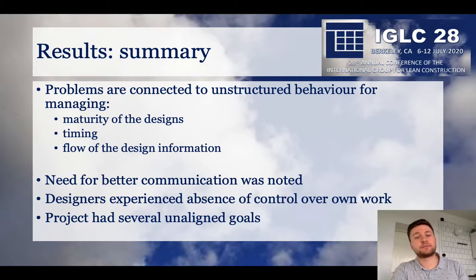We also noted that better communication is needed, although more communication doesn't always mean the communication will get better. The designers experienced an absence of control of their own work, meaning that when they get contradictory requirements from different parties, they're not able to autonomously think what would be the best way of doing their own work. In addition, the project and the design process had several unaligned goals, which means that it was not always clear to the participants what they were supposed to be doing at the time.